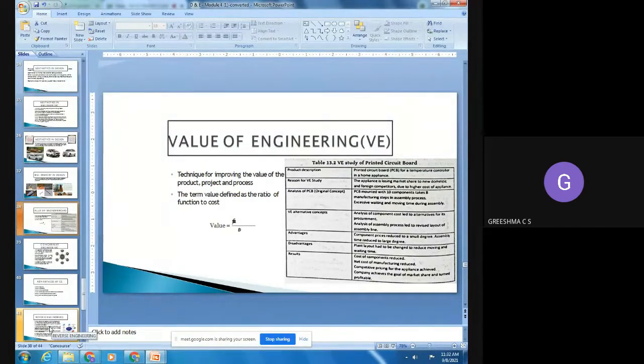Okay, so I hope you are thorough with the biomimicry. So biomimicry, you can expect questions, is very important in the university point of view.